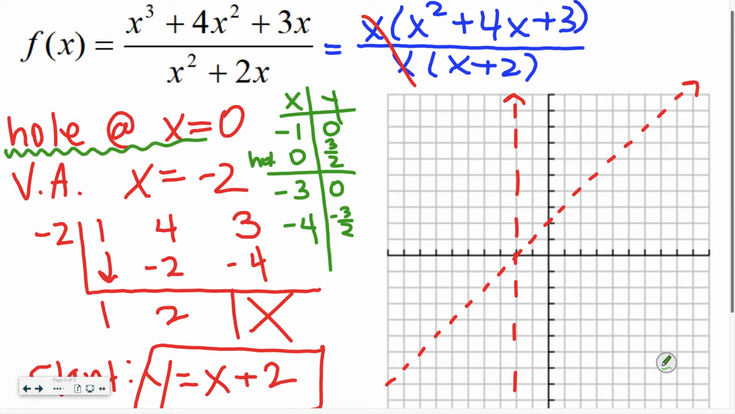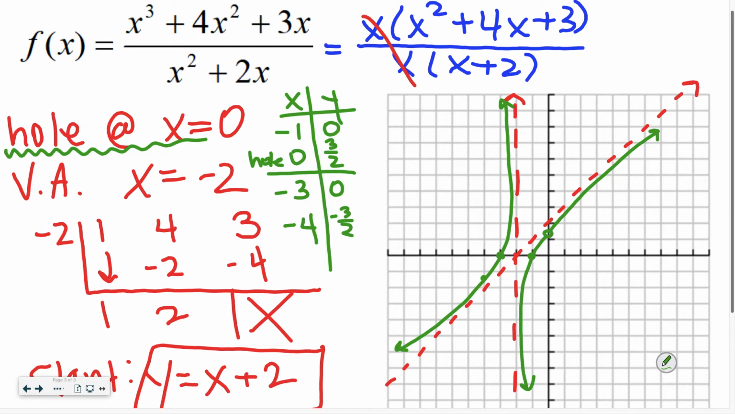Okay, and remember what's happening at 0? We have a hole. So we can plot the coordinates -1, 0, and 0, 3/2. We need to put a hole there. Okay? And then since it's in this space, we just need to make sure we follow the asymptotes. Okay? And then -3, 0, and -4, -3/2. We just need to make sure we follow the asymptotes. Looks pretty funky, right?